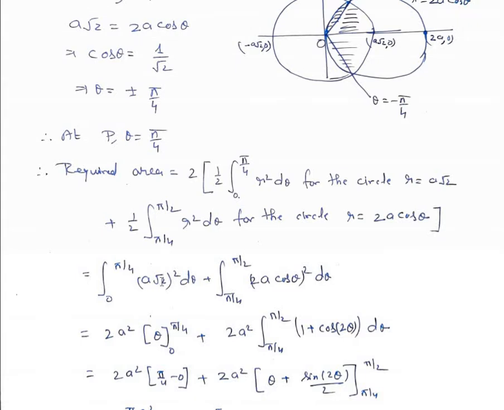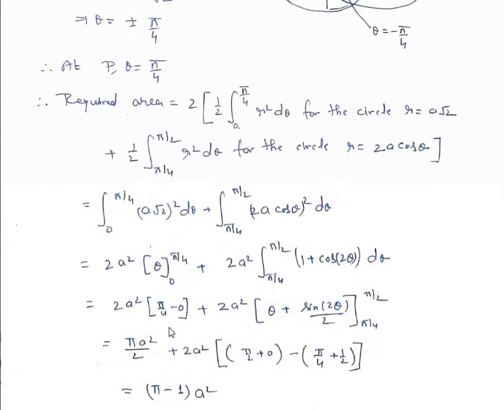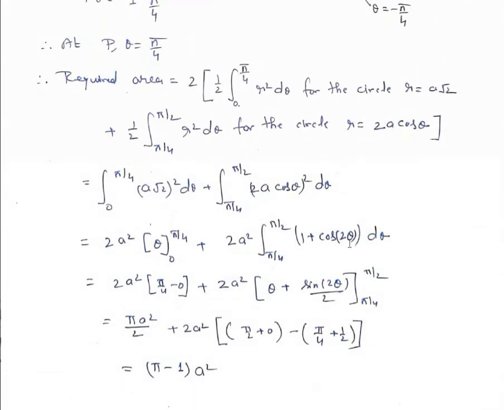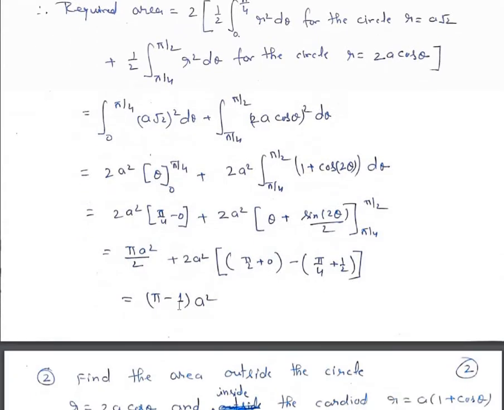So r square is 2a square, and integrating 2a square d theta from 0 to pi by 4 gives pi a square upon 2. And for the second portion we have, from pi by 4 to pi by 2, 2a cos theta whole square d theta, which can be written as 2a square times the integral from pi by 4 to pi by 2 of 1 plus cos 2 theta d theta. Integration of 1 is theta, integration of cos 2 theta is sin 2 theta upon 2. Put the limits, and we shall get the answer as (pi minus 1) into a square.